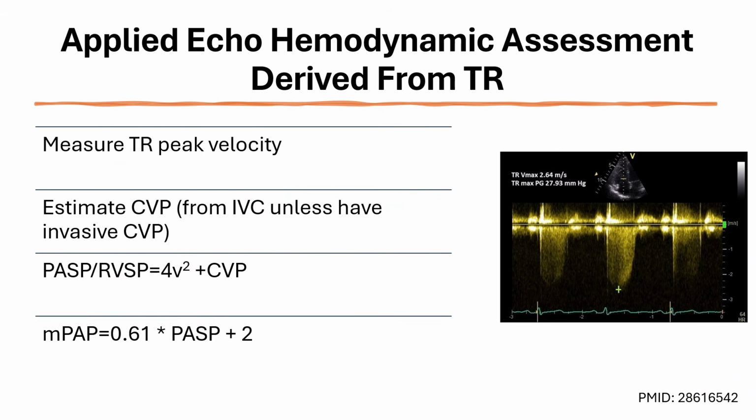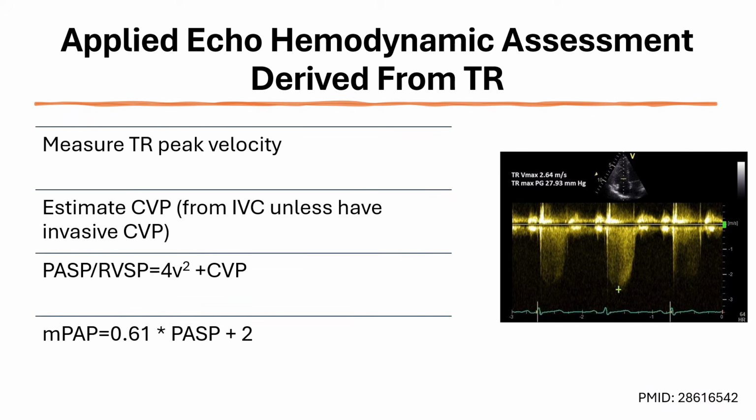All right, let's talk again about the applied echo-hemodynamic assessment, which we can derive from the tricuspid regurgitation. As discussed earlier, we need to measure the peak velocity of the tricuspid regurgitation, as shown in this image here. Then we need to estimate the central venous pressure, usually from the IVC ultrasound, or directly if you have a central venous pressure measurement via central line.